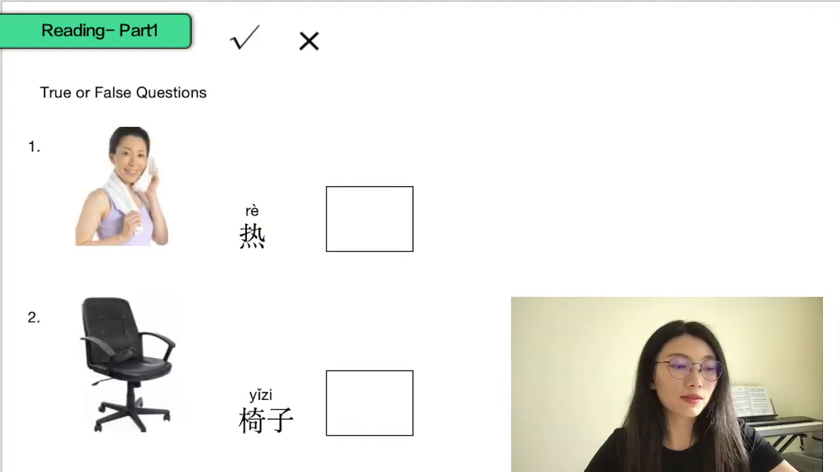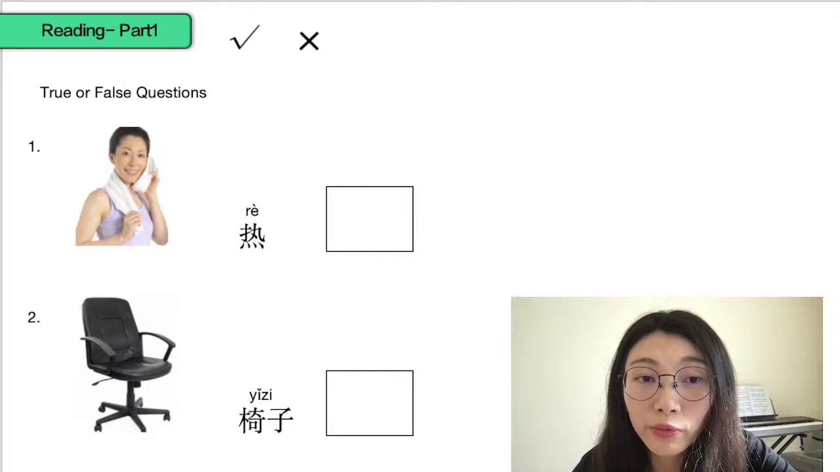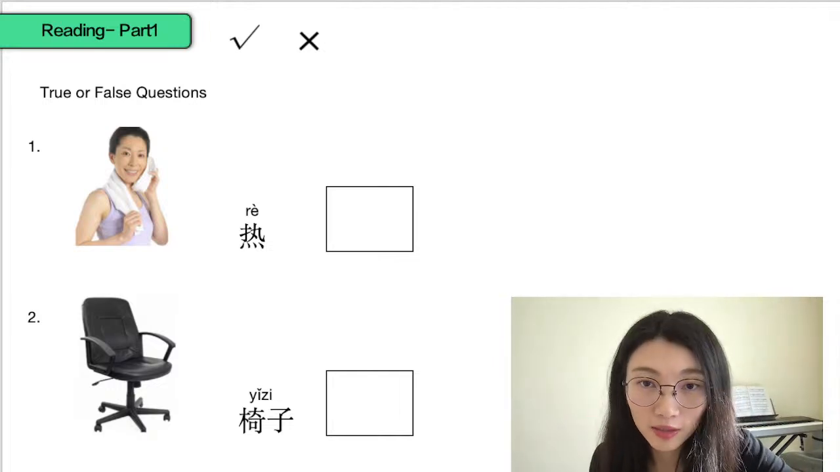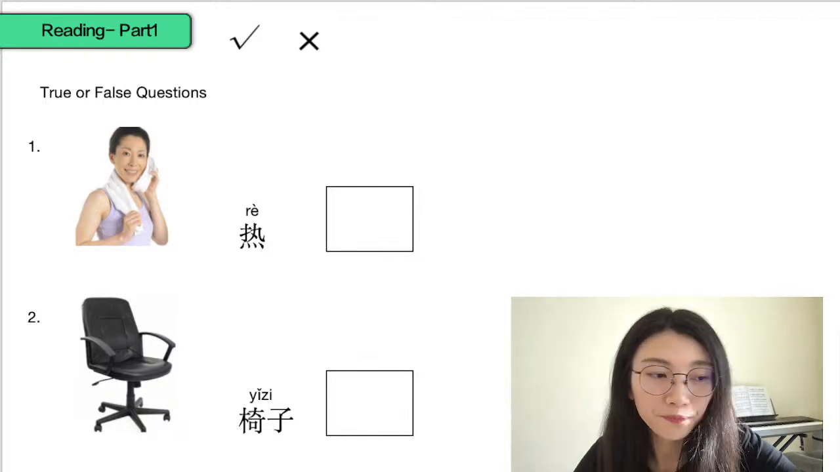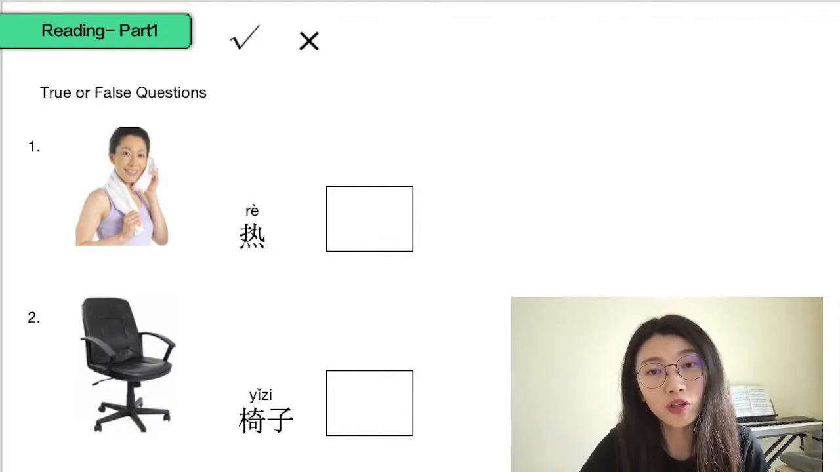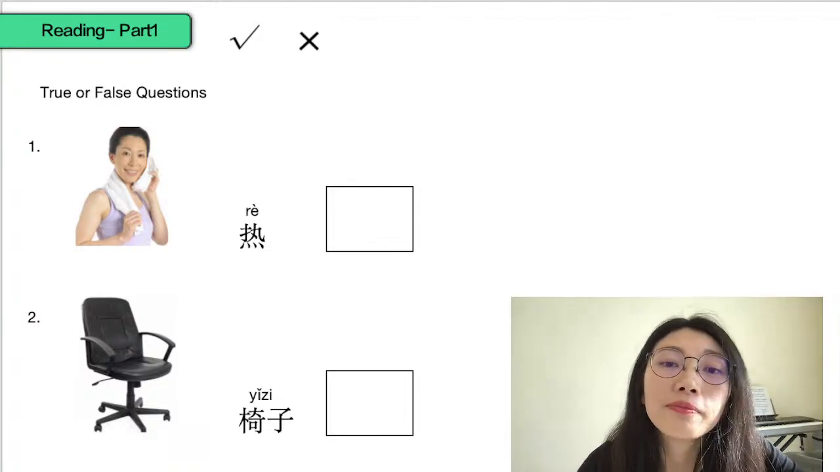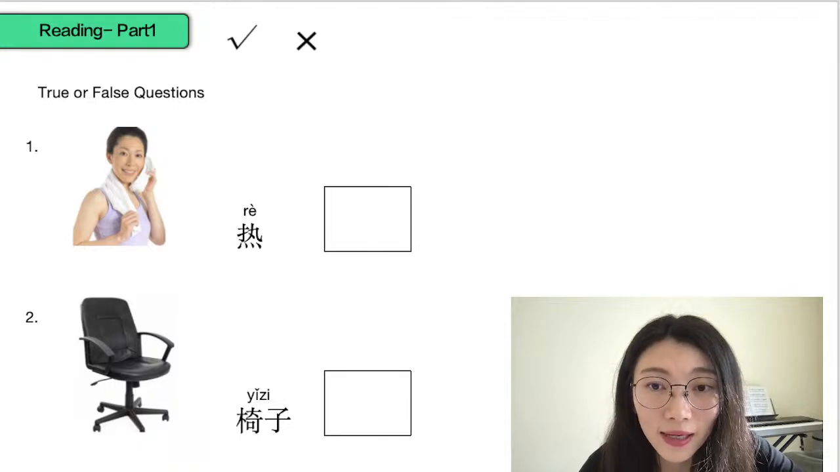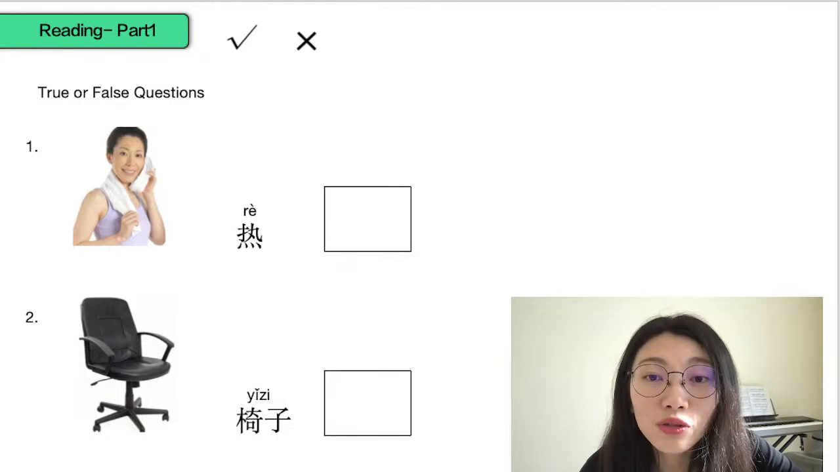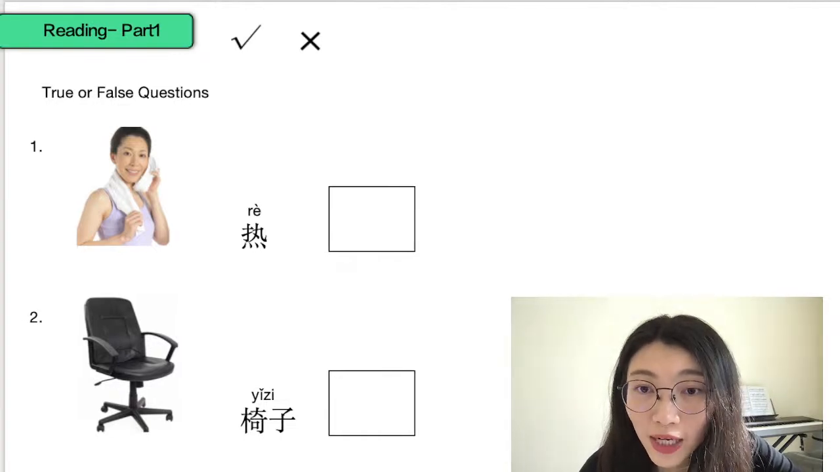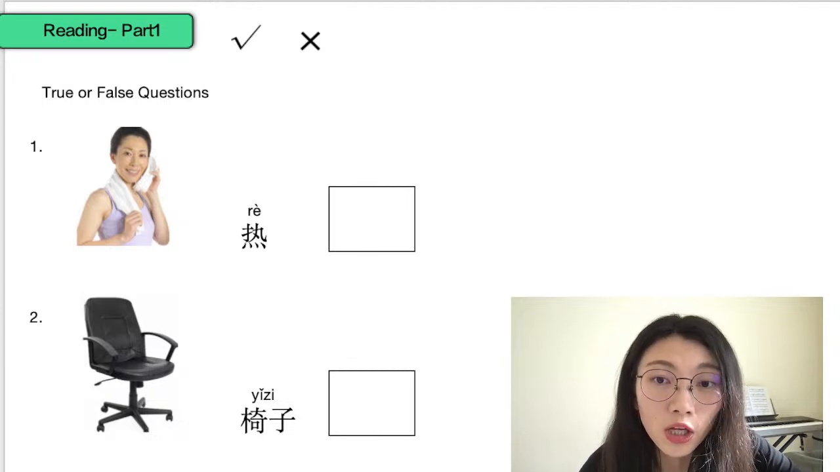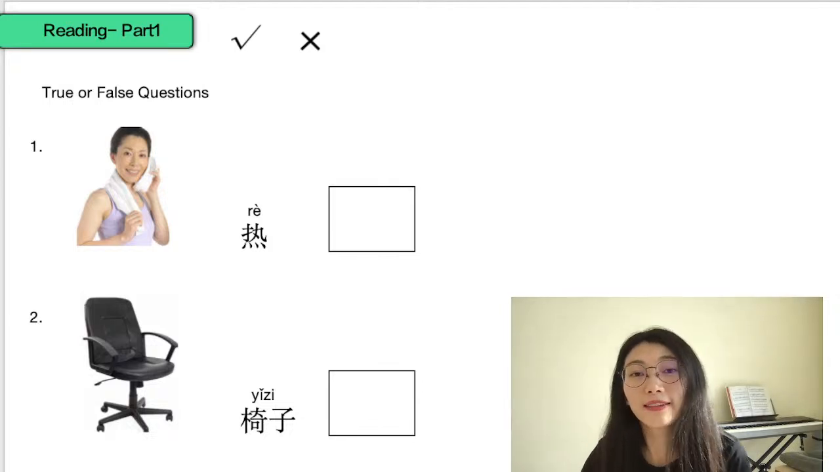Now let's go through the reading part. The reading part has 4 parts in total. Here is part 1. Part 1 is true or false questions. Based on the pictures you see and the characters or words it gives you, you need to choose. The picture should have the same meaning as the characters they give you. So let's look at number 1.